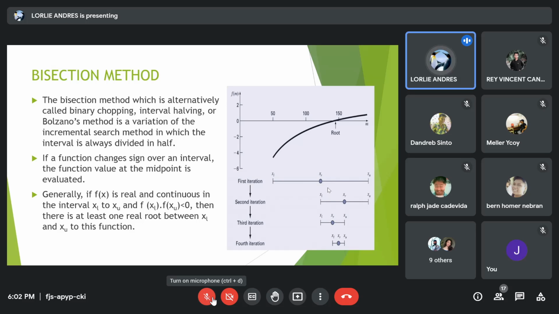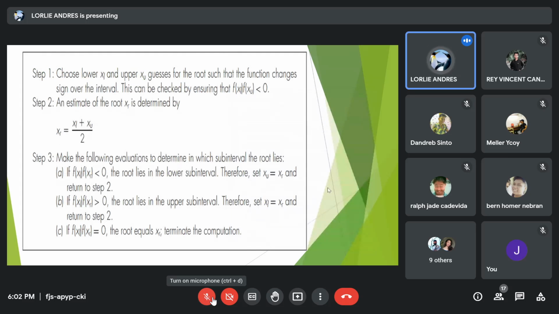Okay? I-add niya, imong two initial guesses, iyahang i-add, then divide by 2, mo to siyang imuhang approximate root value during the first iteration. Next na pod, i-add niya ang imuhang two initial guess value, divide by 2, mo na po to imuhang approximate root value during the second iteration. And so on and so forth. So, that is the process for the bisection method. And now this is the algorithm.